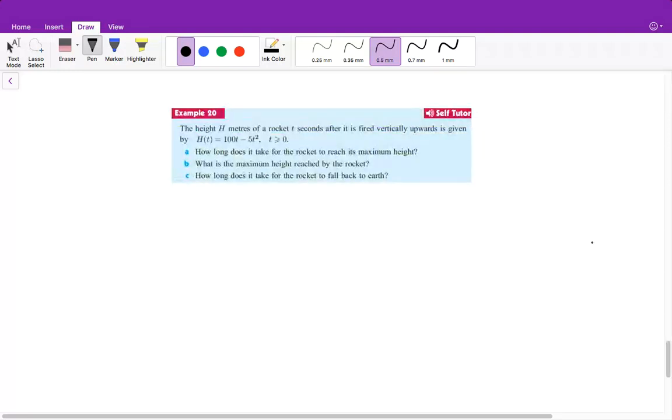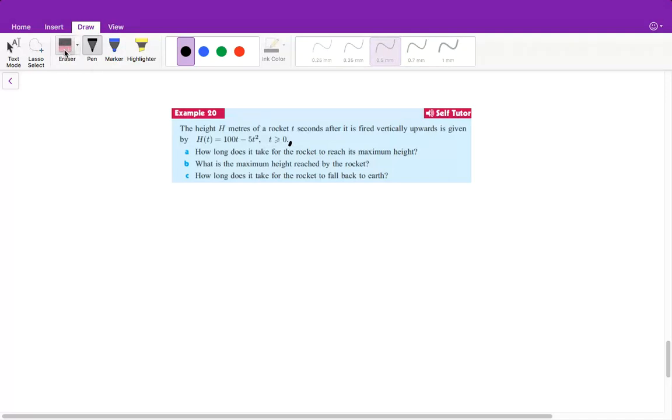The height h meters of a rocket t seconds after it is fired vertically upwards is given by h of t equals 100t minus 5t squared, where t is greater than or equal to 0, which makes sense. t cannot be negative, or otherwise it means we're traveling back in time, because t is seconds. Whenever you see this, it means we're restricting our domain, so we're only looking at the positive values of t. If t is ever negative, we can't use it. So if we solve for t and it's equal to a negative value, then it's an answer that you cannot use.